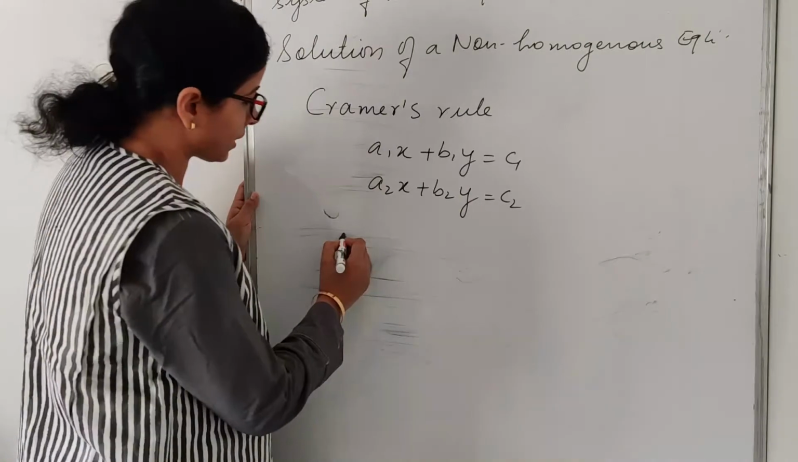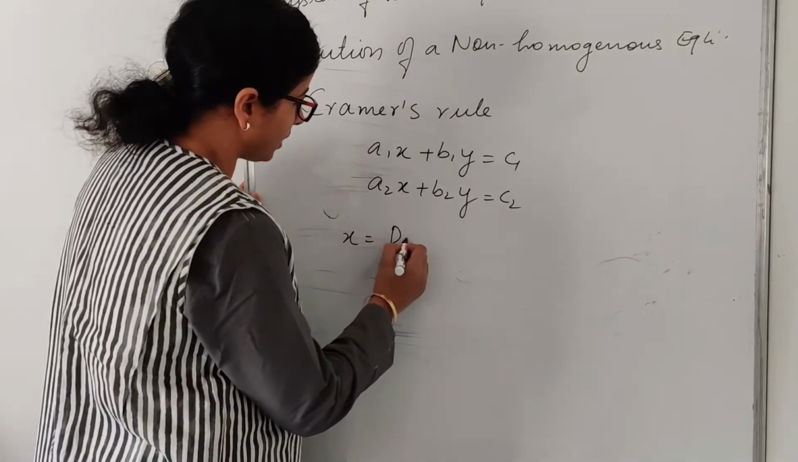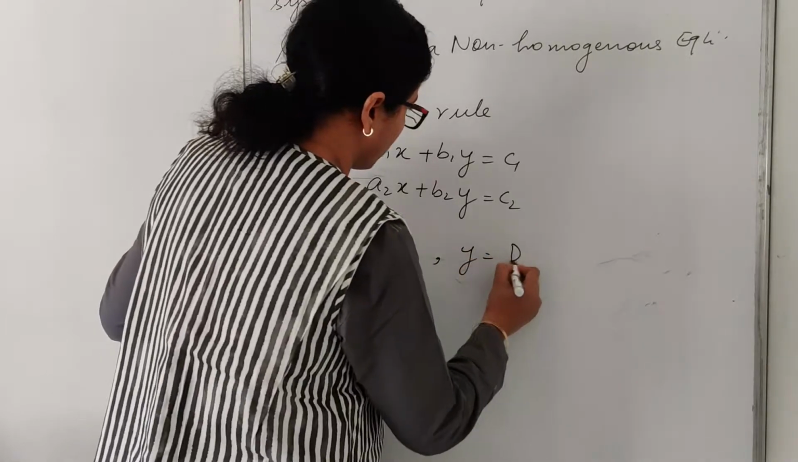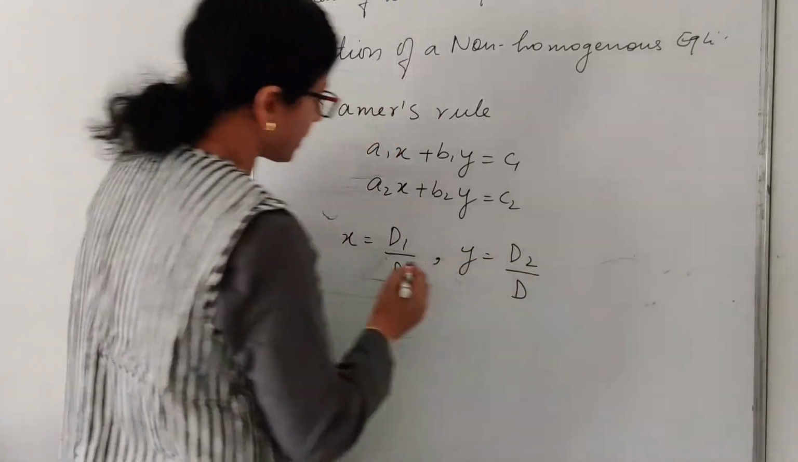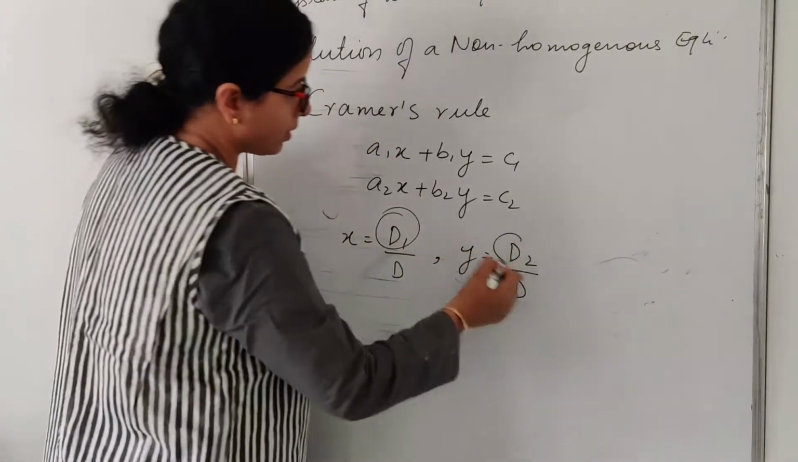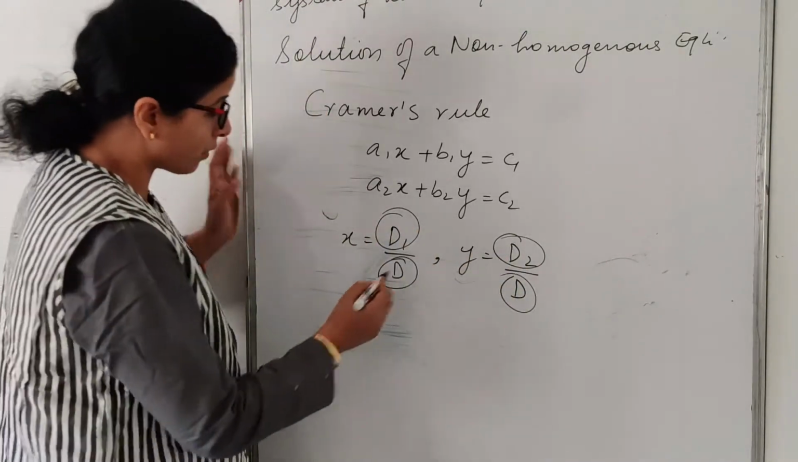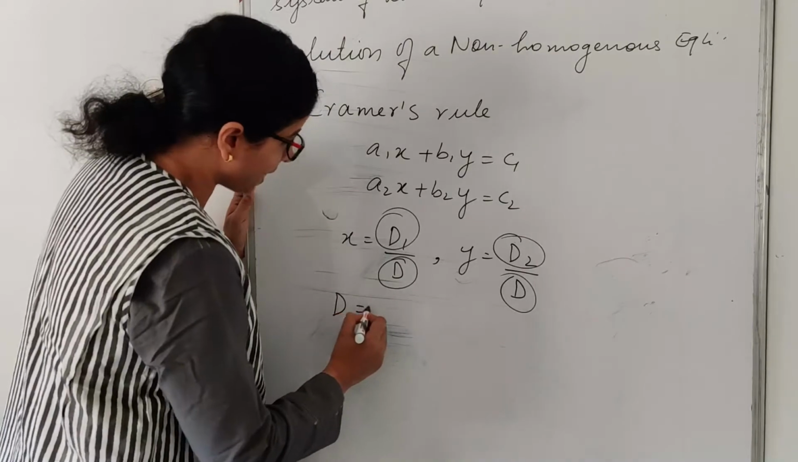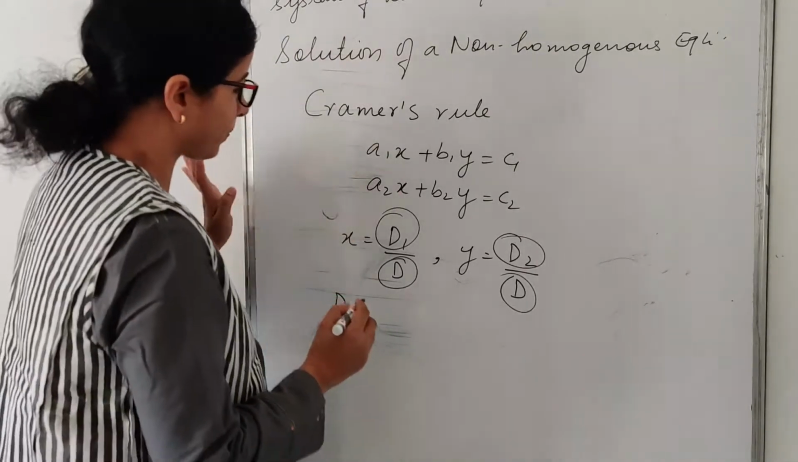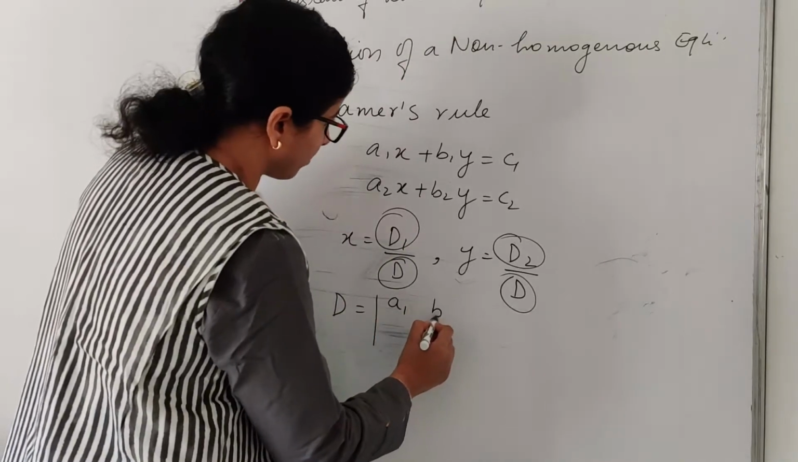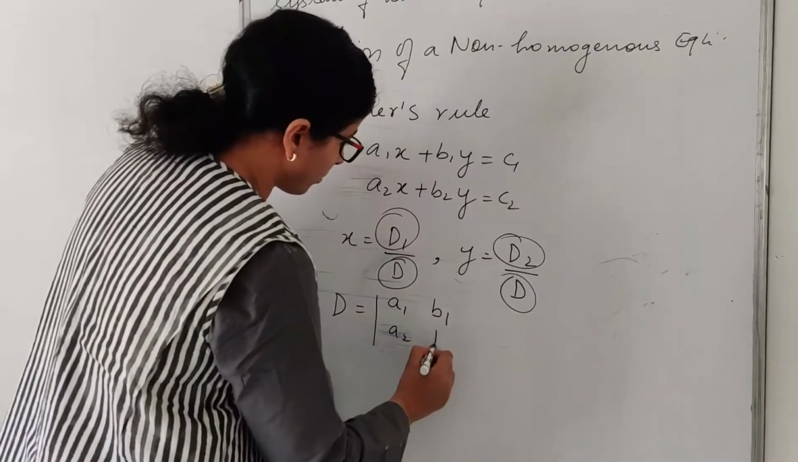So what is the method? x is equal to d1 upon d. y is equal to d2 upon d. Now what is the value of d1, d2 and d? First of all we will calculate the value of d. D is nothing but the determinant of the matrix. Which matrix? a1, b1, a2, b2.